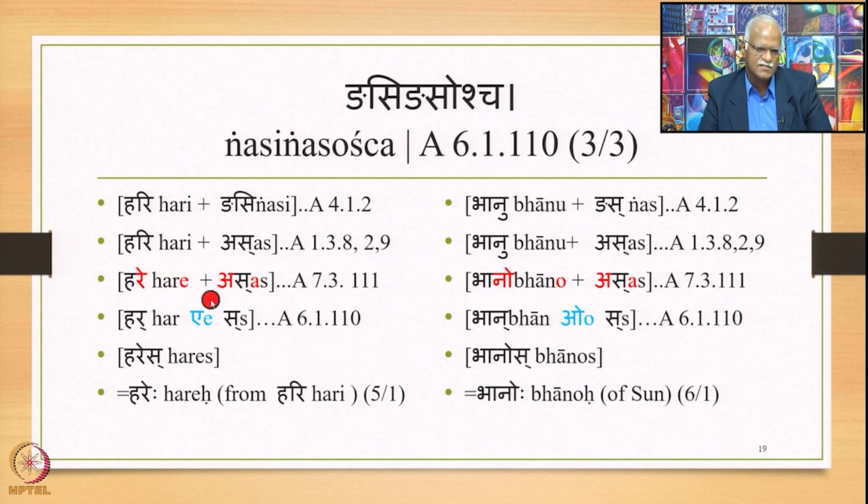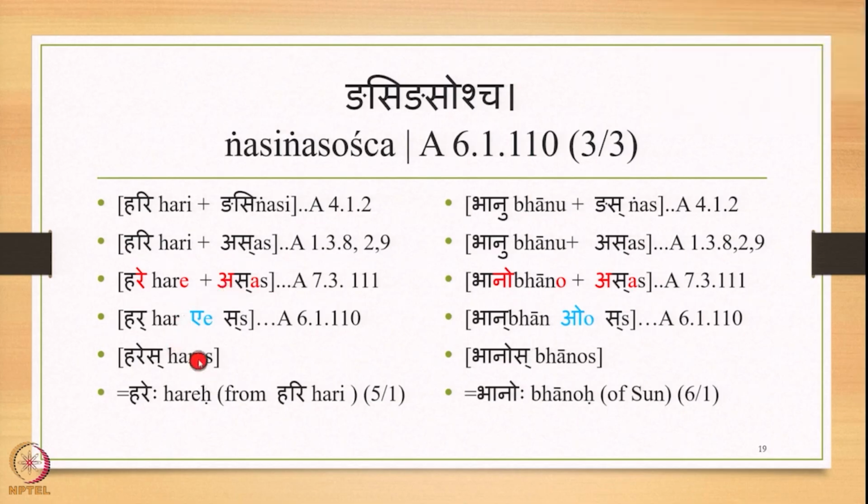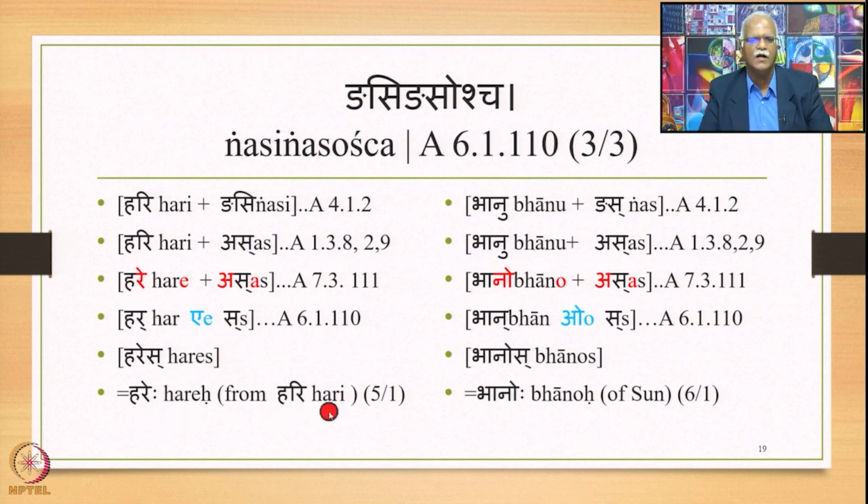So we have Hare plus As, and now at this stage Ngasingasoscha comes into play and says that in place of this A and this A, don't do Echoyavayavaha, but substitute one A in place of both of them. So we have Hare plus As as the input, 6.1.110 applies, and the output is Hareh, that is Hareh, which means from Hari. Similar will be the derivation of 6/1 as well.